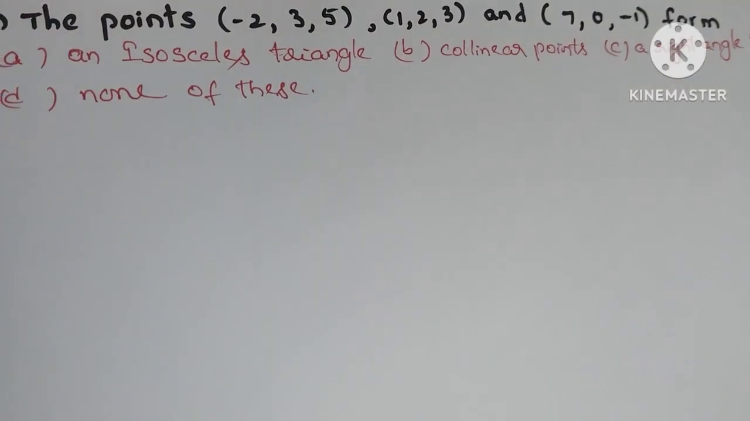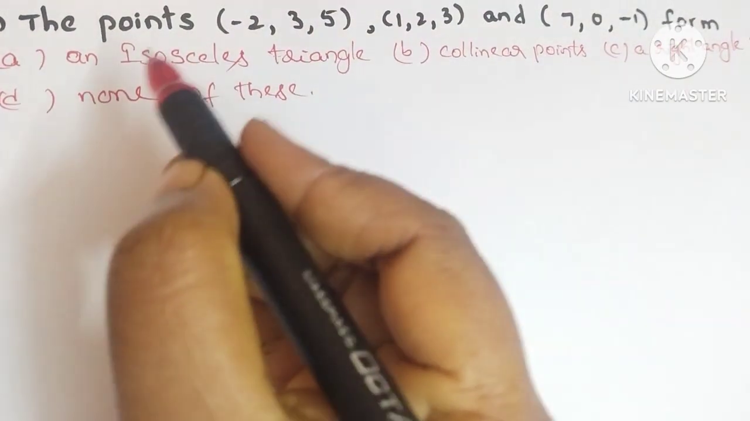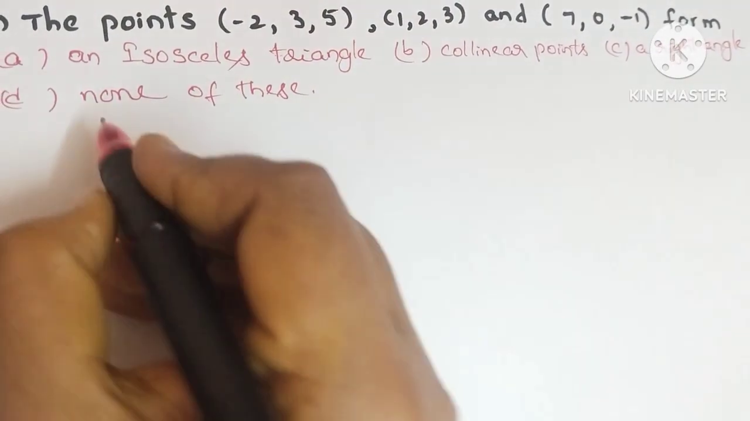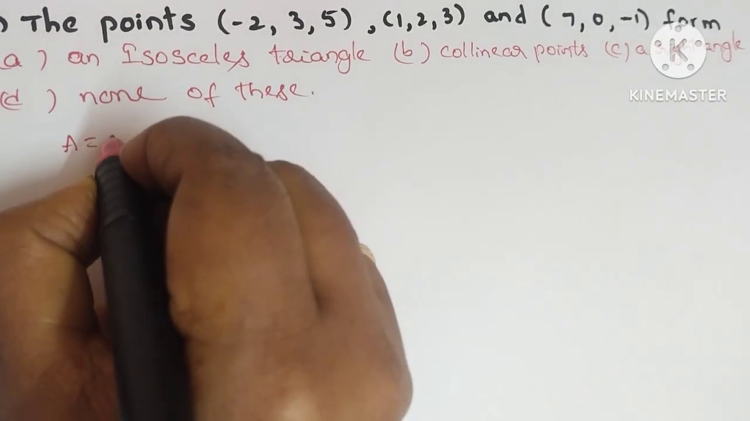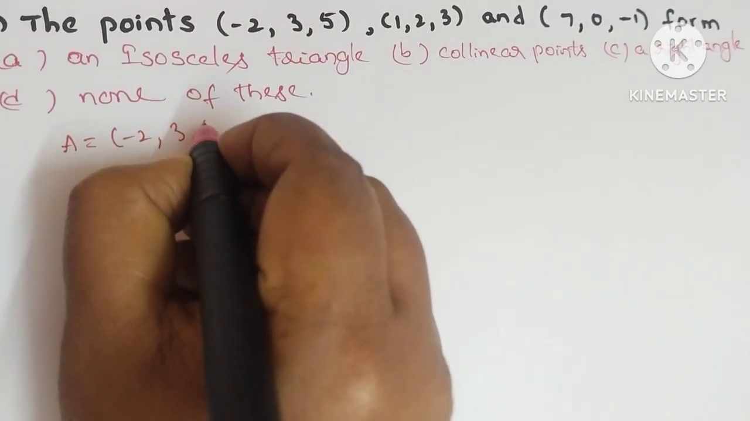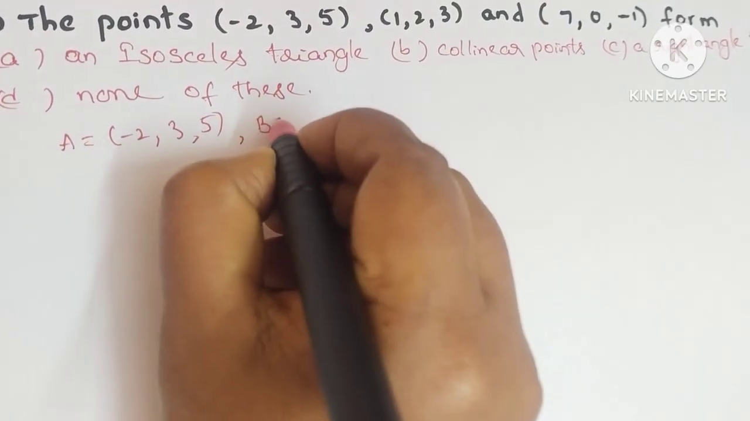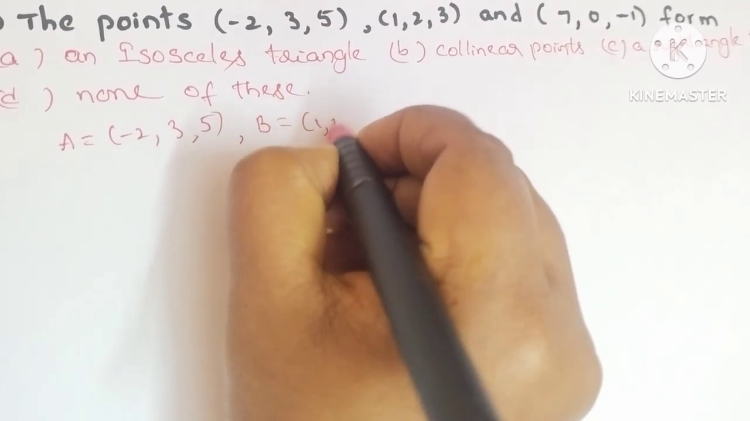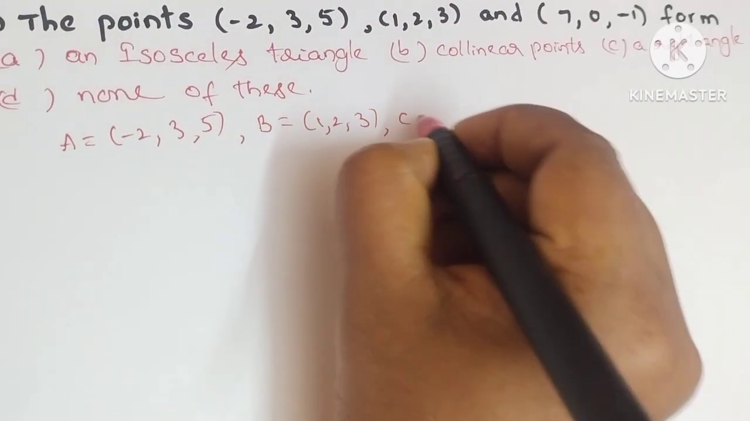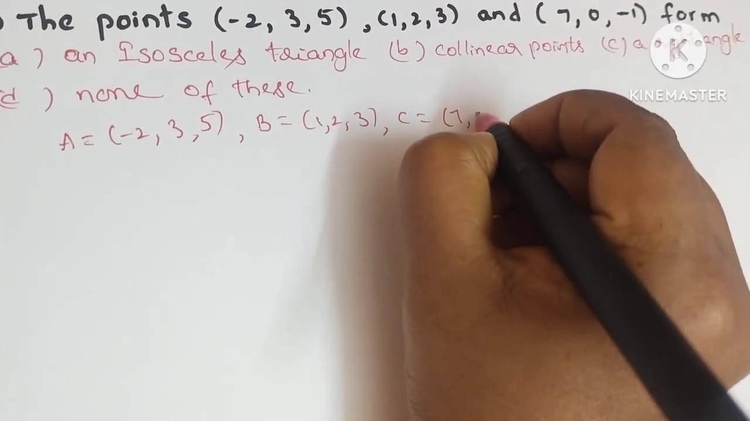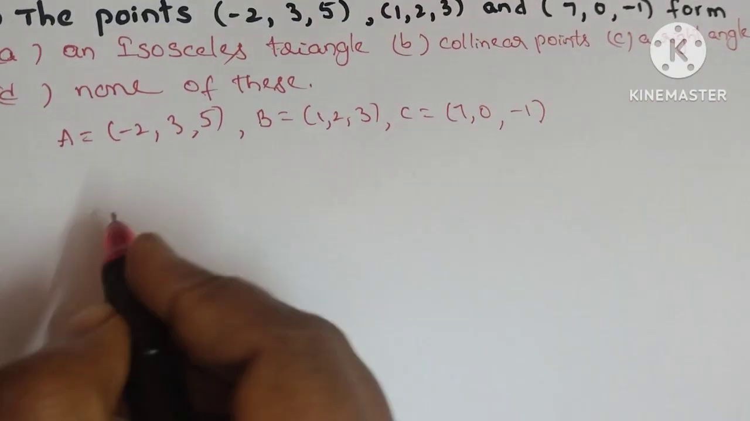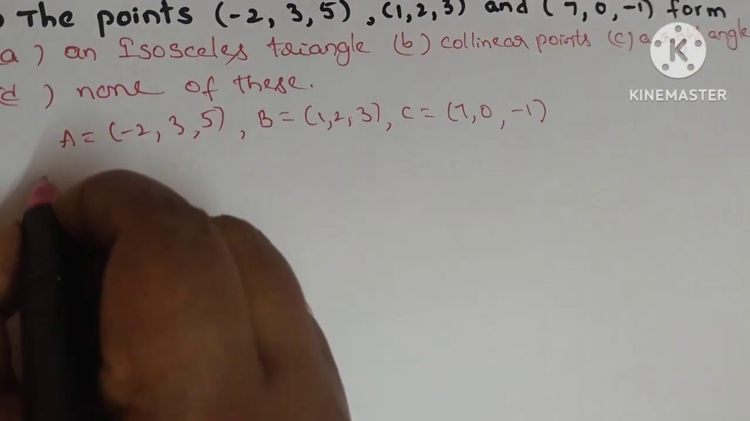So for this, first we find the distance between these 2 points. Let us consider A is equal to (-2, 3, 5), B is equal to (1, 2, 3), and C is equal to (7, 0, -1). Then find the distance between A and B first.